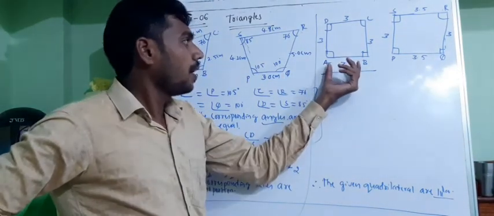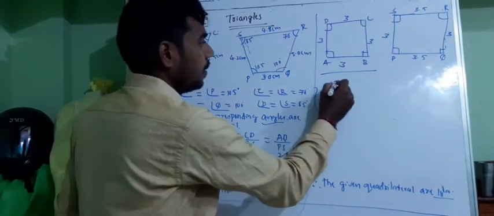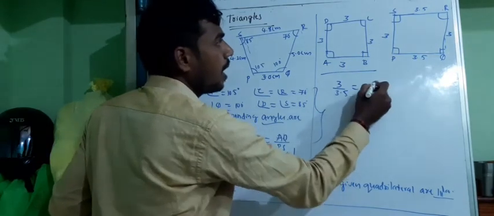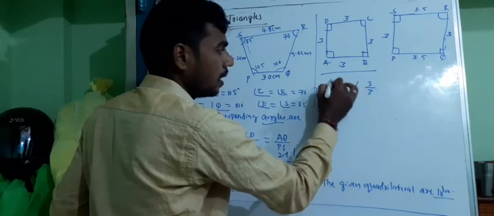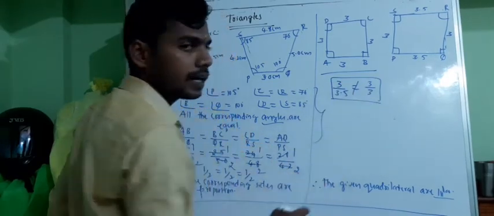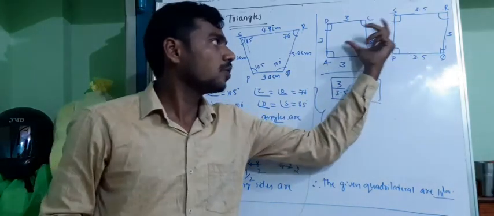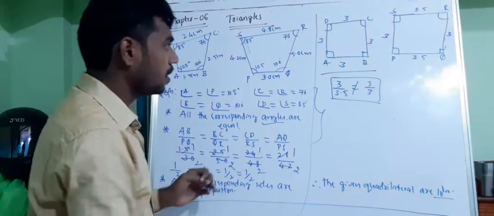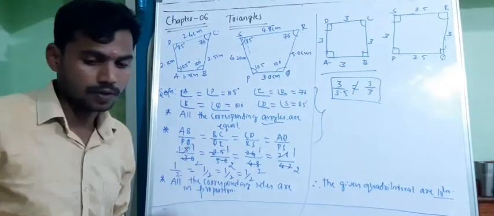See, AB by PQ will give me 3 by 3.5, whereas BC by QR will give me 3 by 3. See, 3 by 3.5 is not equal to 3 by 3. So the second condition did not satisfy. So these two quadrilaterals are not similar. Please note this down. You should answer in this way.